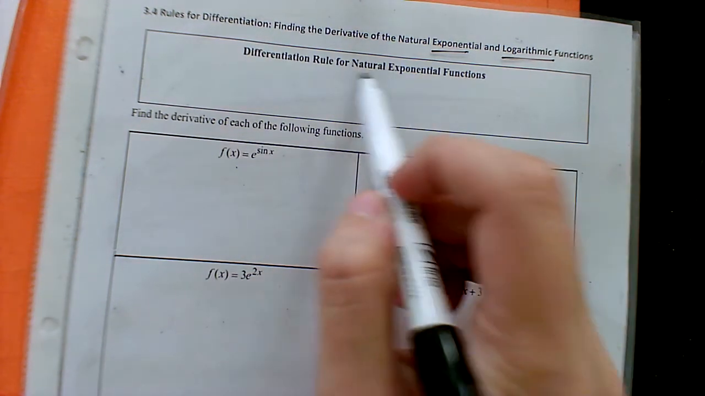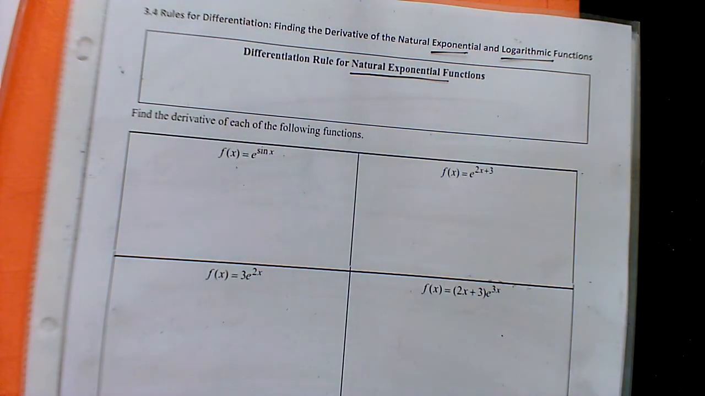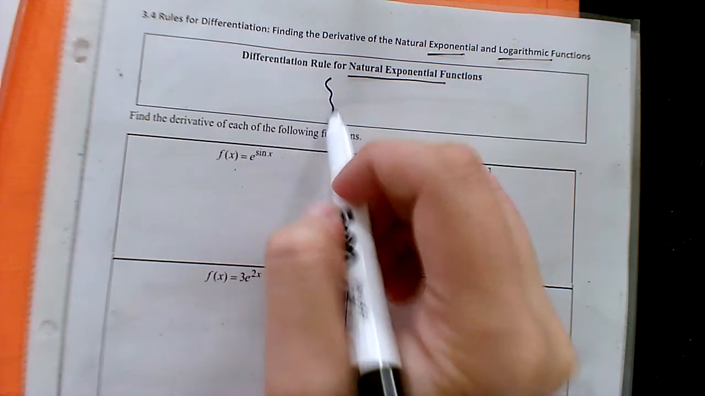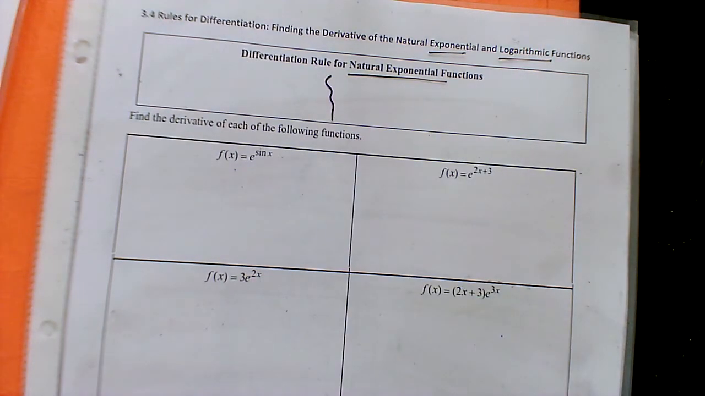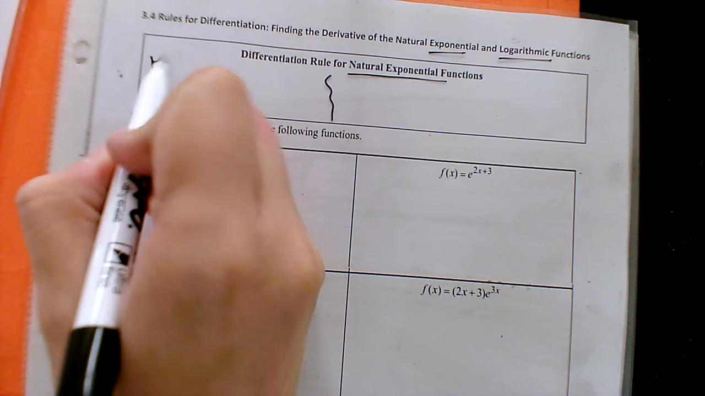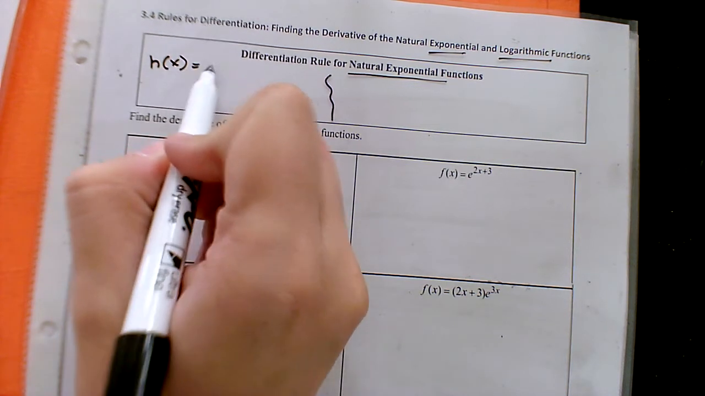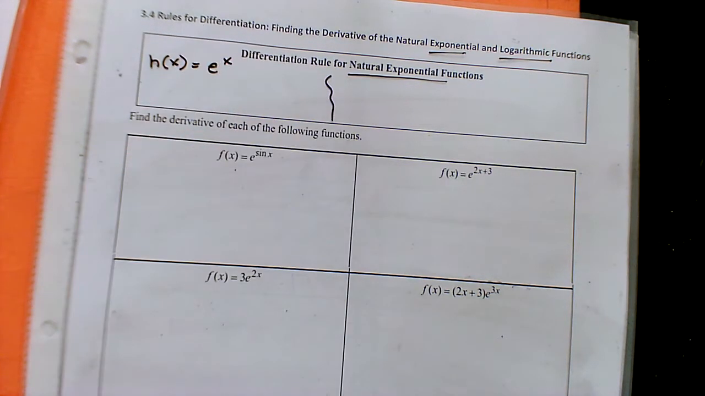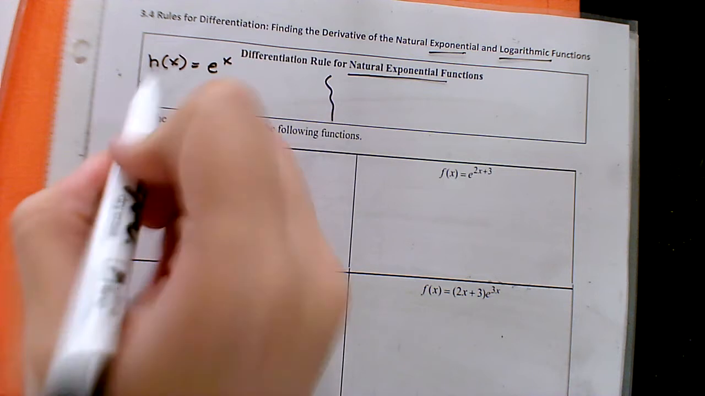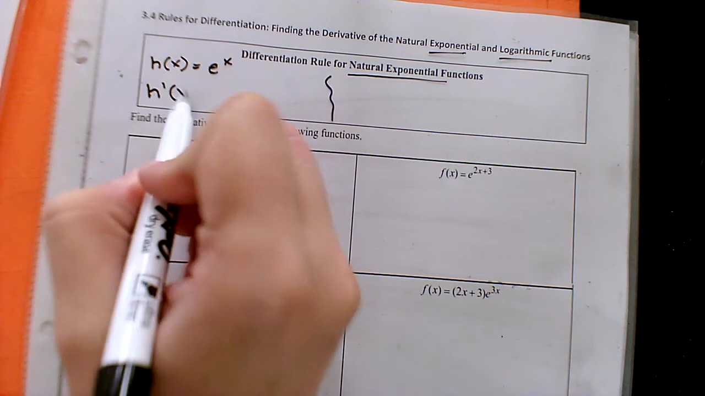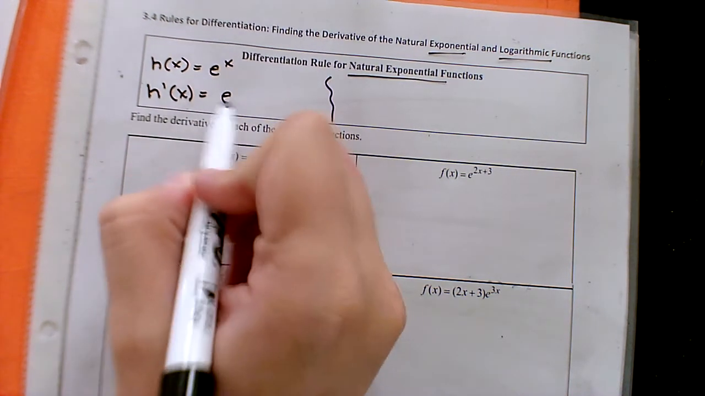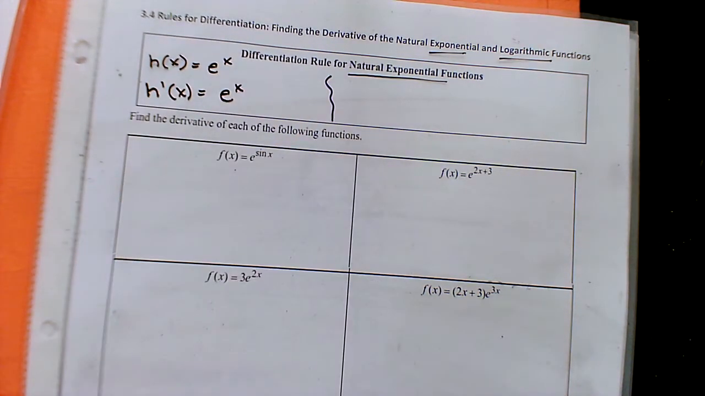So whenever we have a natural exponential function, that's our base of e, and we're going to take a look at two instances or two shortcuts for this example. So let's say that our function was very simple. It was just e to the x. The derivative of e to the x happens to be e to the x. It doesn't change. It's the same thing.